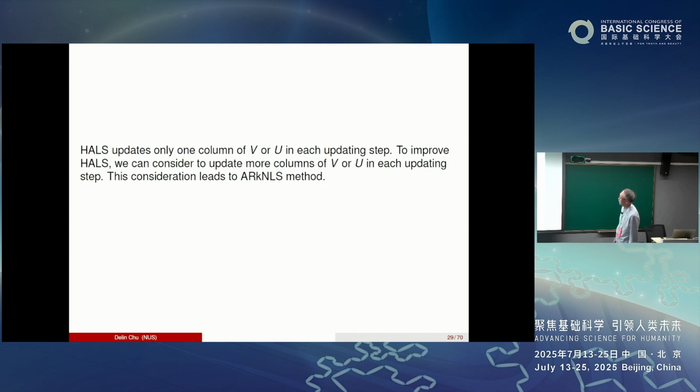Now we want to consider how to generalize the HALS method. We know the HALS method updates only one column of V or U in each updating step. In order to improve this method, we can consider updating more columns of V or U in each updating step. This consideration leads to a new method we call the ARK-NLS method.